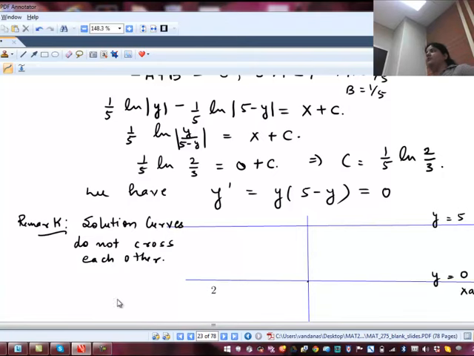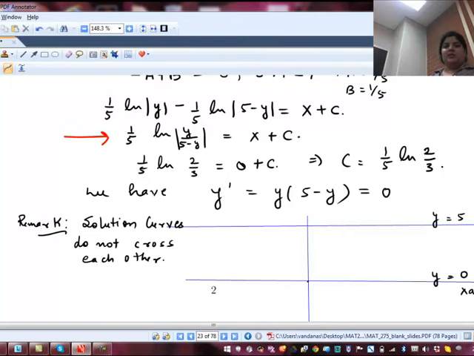Now if they don't cross each other, we still have to understand what is happening here. Now if y is less than 5, that means 5 minus y will remain positive, right? And since y is bigger than 0, this will remain positive. Correct? Because this was the last form of the solution we derived. So if we are in this region, then it will be 1 over 5 ln of y over 5 minus y, and I can get rid of this absolute sign. Is this making sense to everyone?